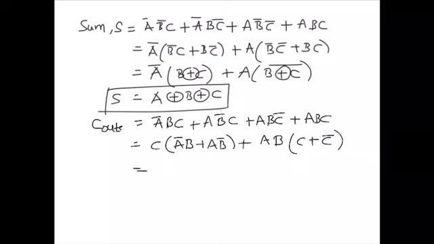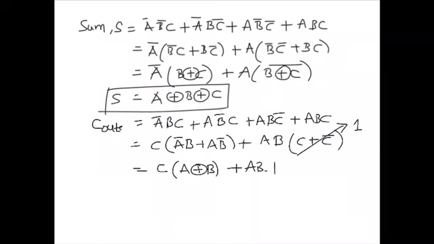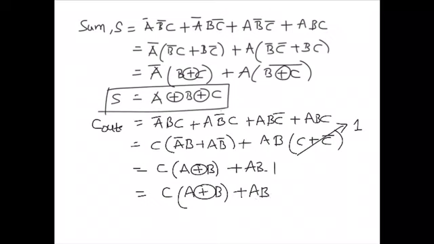So here C plus C bar is equal to what? It is equal to 1. So this will get cancelled. A B into 1 will be now equal to A B only. So coming to this side, A bar B plus A B bar is equal to A exclusive B, plus A B into 1. This results in the final expression as C into A exclusive B plus A B.